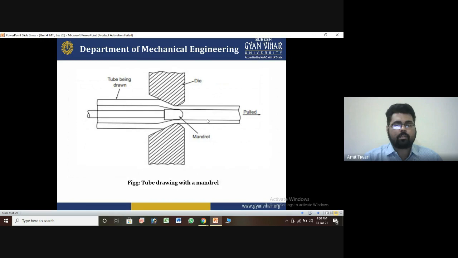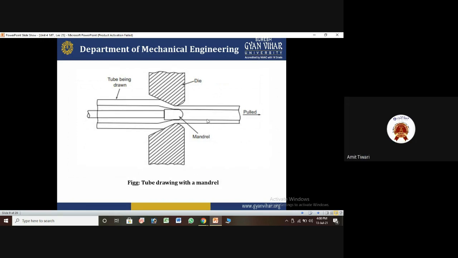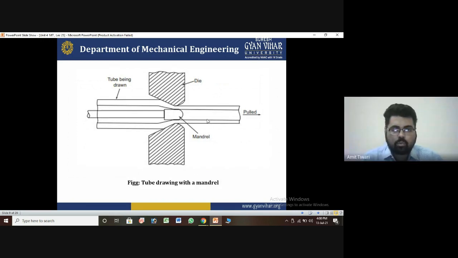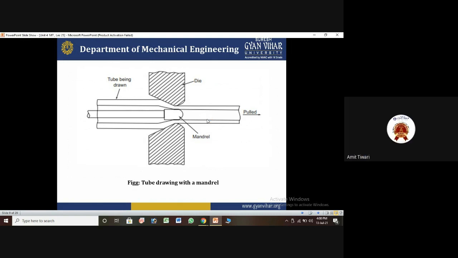Which is mandrel. The working of the mandrel is basically to give the appropriate shape to the internal diameter, like the internal diameter can be provided with straight, uniform dimensional accuracy. It is provided by the mandrel. So you can see this diagram.